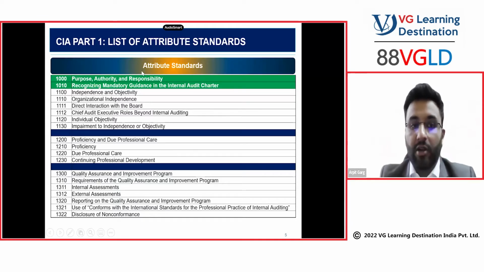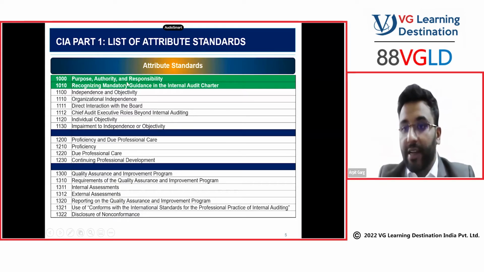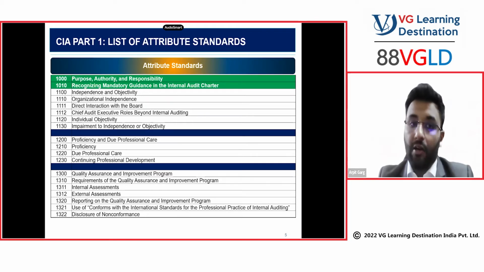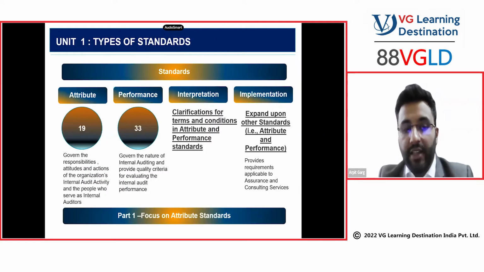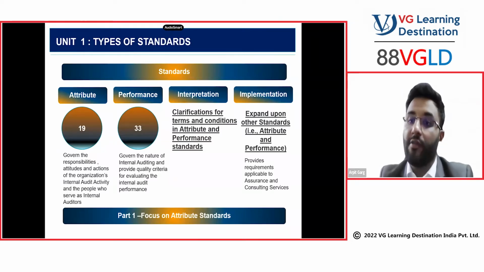Let's read this out. So attribute standards, the first standard is purpose, authority, and responsibility. So what is the purpose of internal audit activity? Who is giving the authority to the internal audit activity? What all authority the internal audit activity has? What internal audit activity or the internal auditors are responsible for. So that is what the first standard says. So it's basically saying what? It governs the responsibilities, attitudes and actions of the organization, internal audit activity, and people who serve as internal auditors.